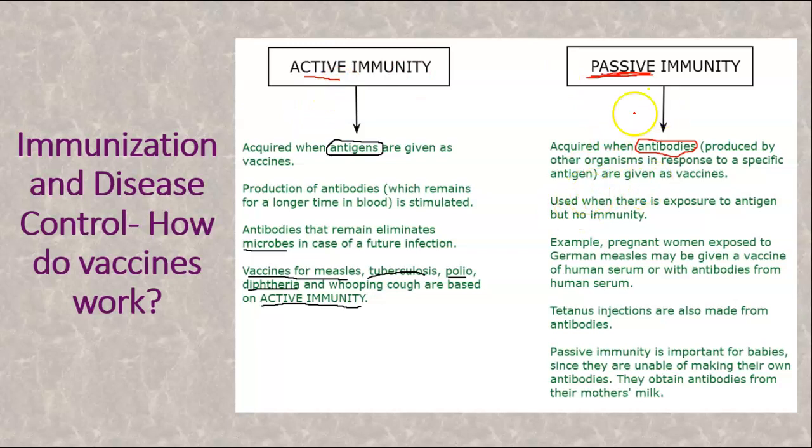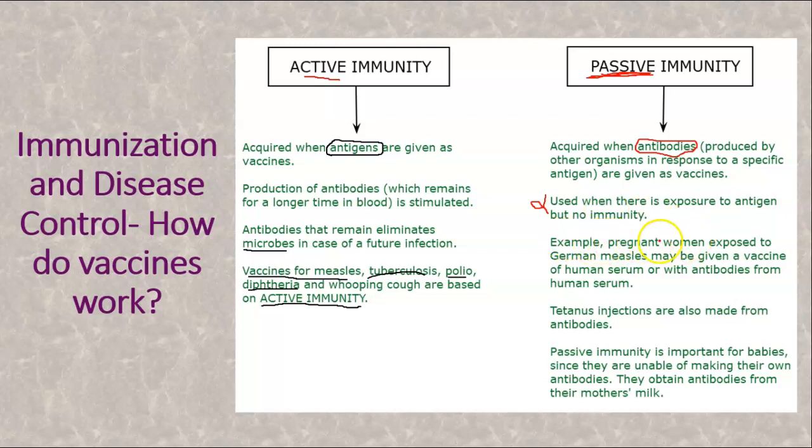Now, passive immunity is also used when there is exposure to antigen but no immunity. In cases like that, although the antigen is in the bloodstream, there is no immunity, which means that the body cannot produce antibody against the antigen, even though there is internal exposure to the antigen. So in that case, you would have to inject the person with antibody because it's not capable of making its own antibody even when the antigen is introduced into the patient.